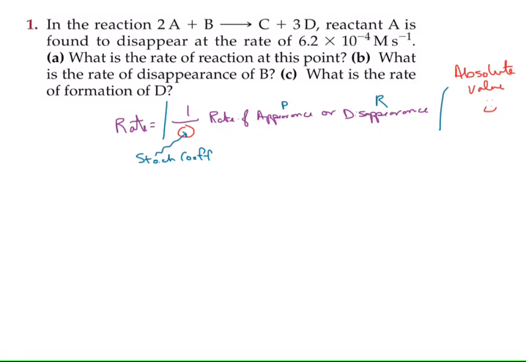So this one has, you see the stoichiometry of the reaction in the top there. And let's see what it gives us. Reactant A is found to disappear at a rate of 6.2 times 10 to the minus 4th moles per liter per second. What is the rate of the reaction at this point? So basically, what they're giving you is this, and you need to normalize it to what the real rate is.